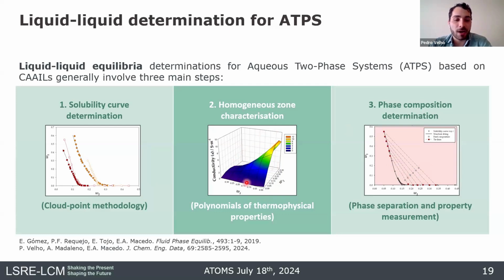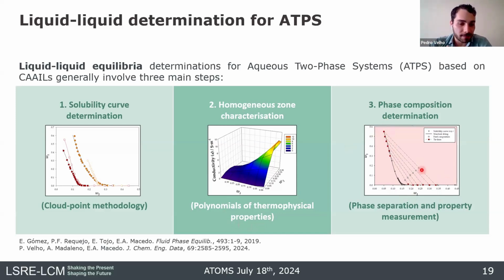Then what we do is intersect the planes defined by the polynomials. When you intersect two planes, you obtain a line. Afterwards, we use the mass balance to find the point in which our composition is defined. We do that to determine the top phase and the bottom phase compositions of each mixture.